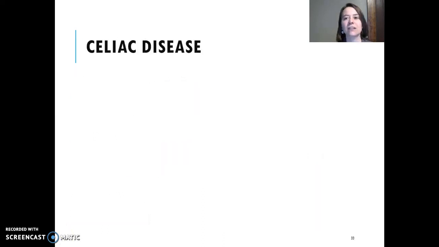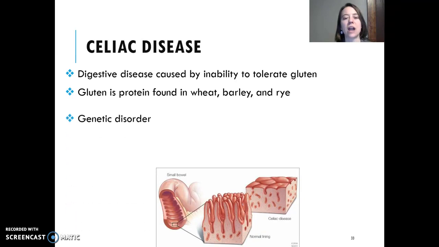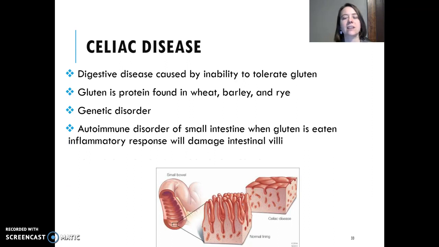Okay, the third and final disorder we're going to talk about is celiac disease. And this is a disease of the small intestine. So in celiac disease, a person cannot tolerate the protein gluten. And gluten is a protein found in wheat, barley, and rye. This is a genetic disorder, so a person is born with it or they are born with a genetic predisposition for it. And it is an autoimmune disorder, which means your body is attacking itself.